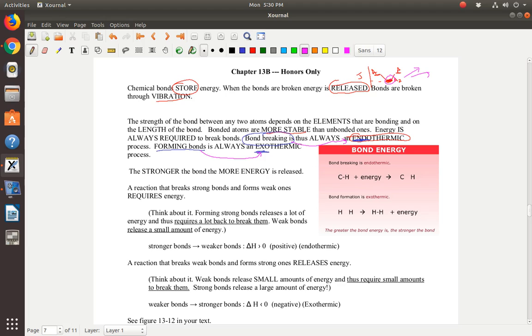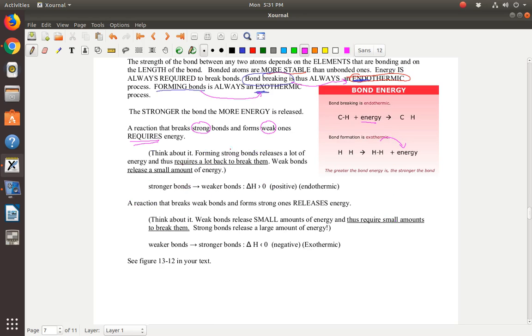So the stronger this bond right here, the lower this would be on the chart for energy. So remember, this is energy on this side in joules, and this is atom A and atom B. A reaction that breaks strong bonds and forms weak ones requires energy. Now remember, bond breaking is endothermic. We always have to put energy in to break it apart. And bond making is always exothermic. We always get rid of some energy to make bonds. So we just have to compare. Think about it. Forming strong bonds releases a lot of energy and requires a lot back to break them. Weak bonds release a small amount of energy, so it only requires a small amount to break them.